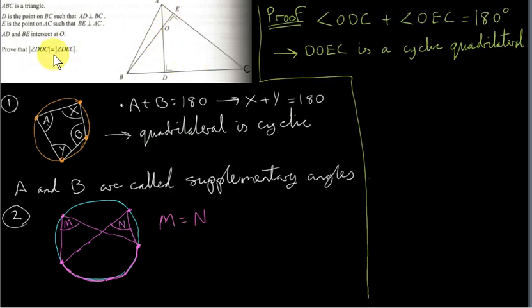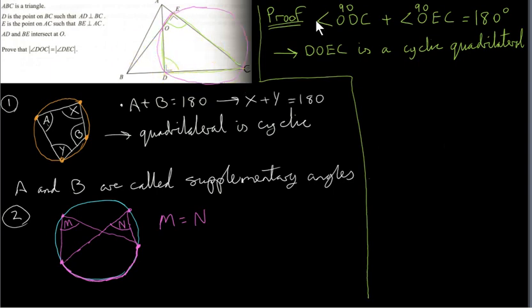So now to prove that angle DOC equals angle DEC, we start by noticing that the quadrilateral DOEC has opposite angles that sum to 180. We notice that angle ODC, which is this angle here, plus angle OEC, which is this angle here, sum to 180 because they're both 90-degree angles. 90 plus 90 is 180. So that means that the quadrilateral DOEC is a cyclic quadrilateral. So that means that we can draw a circle through the four corners of it.